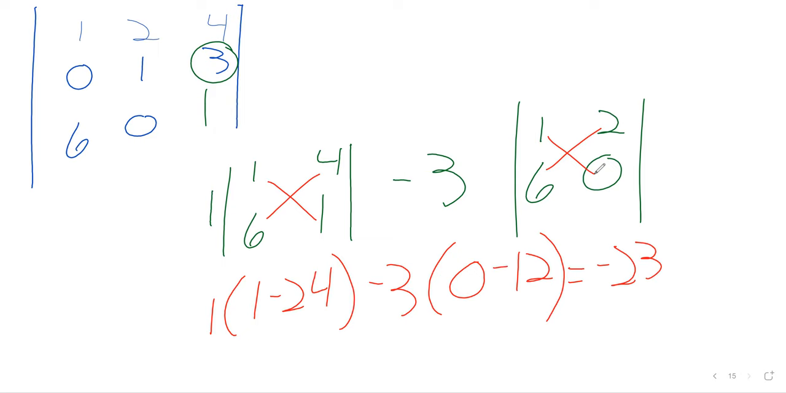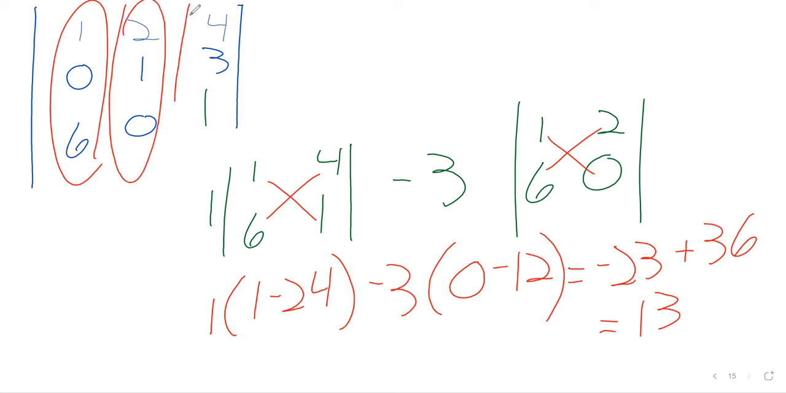Let's see, negative 3 and negative 12 should be plus 36. So 13, I make that. And 13 is not 0. So what this is telling us is that the vectors that make up this matrix are linearly independent.